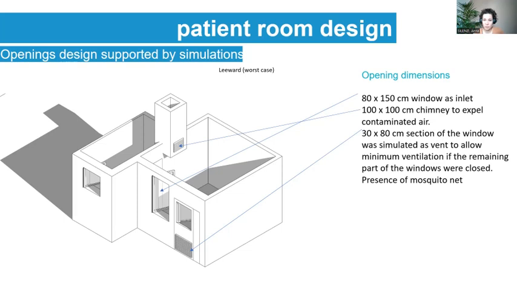In this proposal, the patient room, with the same dimension for all the three sites, is characterized by 80 by 150 centimeter windows as inlet and 100 by 100 centimeter chimneys to expel the contaminated air. Furthermore, a 30 by 80 centimeter section of the window was simulated as a vent to allow minimum ventilation if the remaining part of the windows are closed, for instance, during the night.